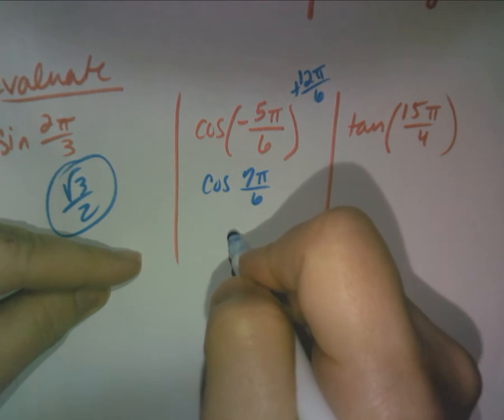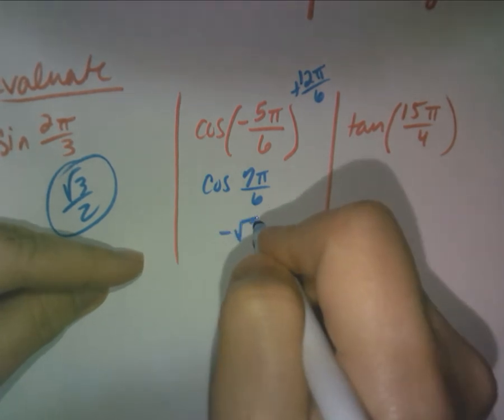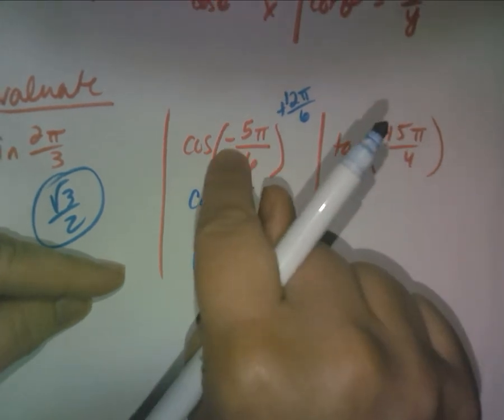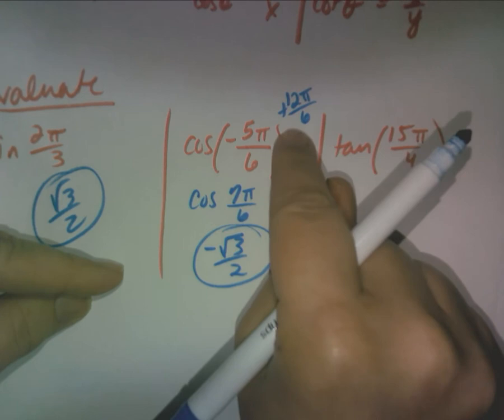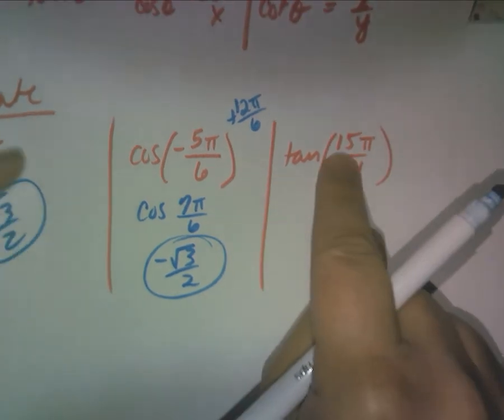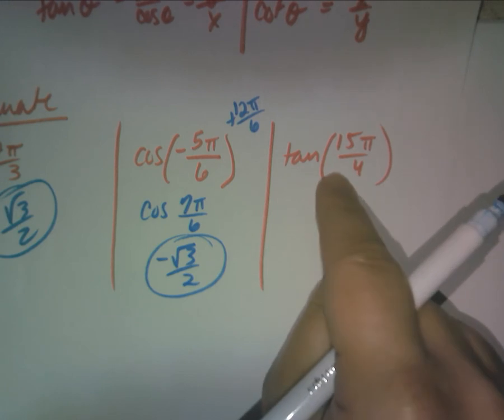210. But what's the cosine? What's the x value? Negative root 3 over 2. There you go. Okay. So I never like to work with negatives. I always add what's called a coterminal. See, but here, this is way too much, right? 15 pi over 4. So I'm going to take away a coterminal.